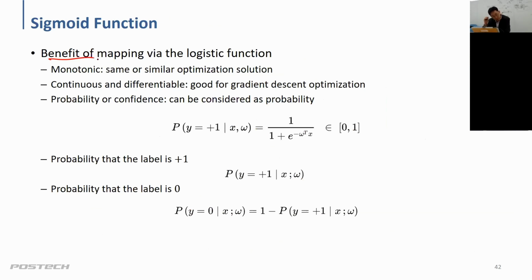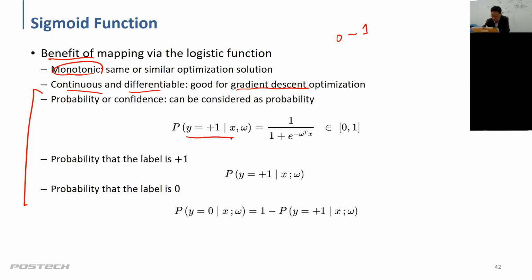The benefit of mapping via the logistic function is that it is monotonic, so it will give us the same optimization solutions. It's also continuous and differentiable, so it's good for the gradient descent method later on. And actually, the main reason that I'm using the sigmoid function is that the value is always from 0 to 1, it's positive, so we can think of it as probabilities.